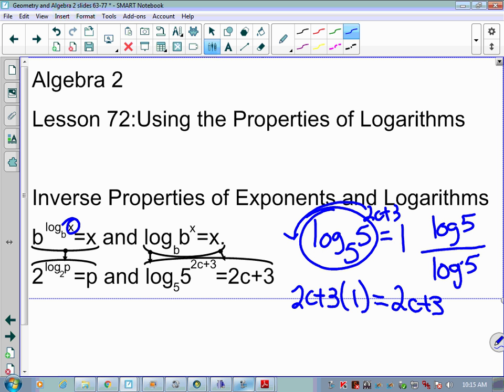Okay? I don't know how much that makes sense. I'm hoping that as we get into examples, the things that don't make sense right now as I'm introducing them will make sense later on. Okay? All right. So that's the inverse property of exponents and logarithms. Essentially what we're saying is that these exponents here become our solutions.